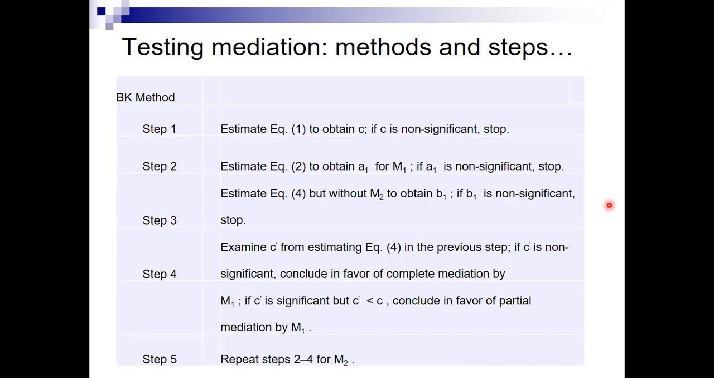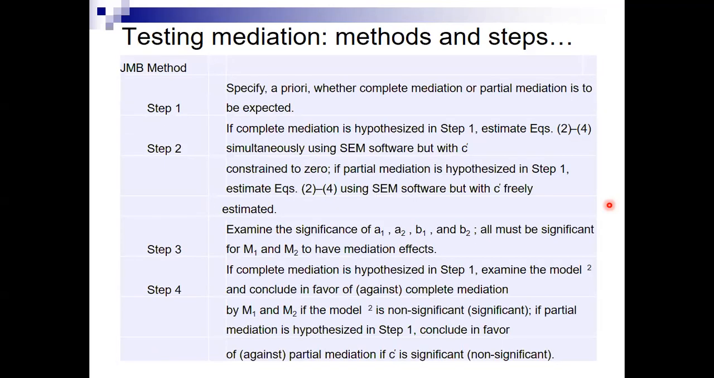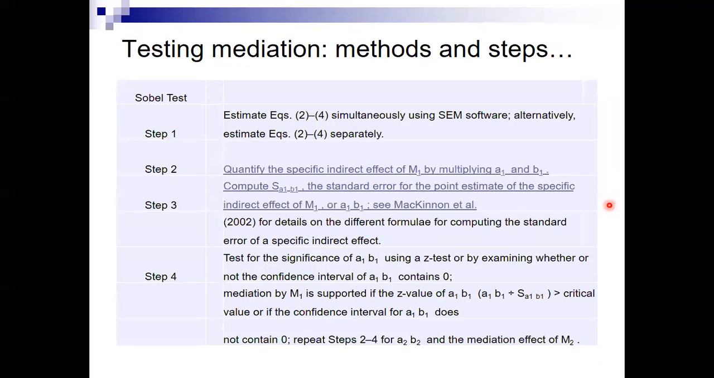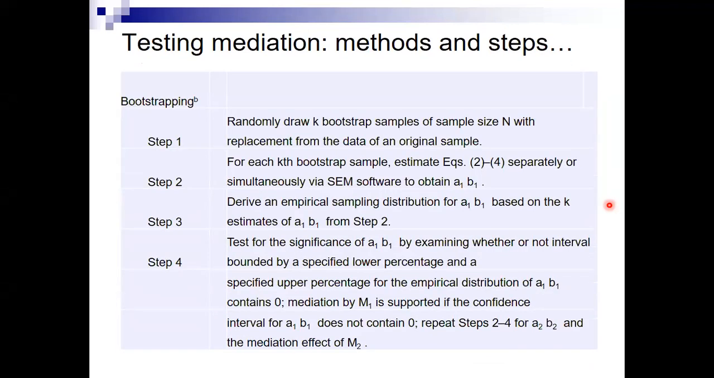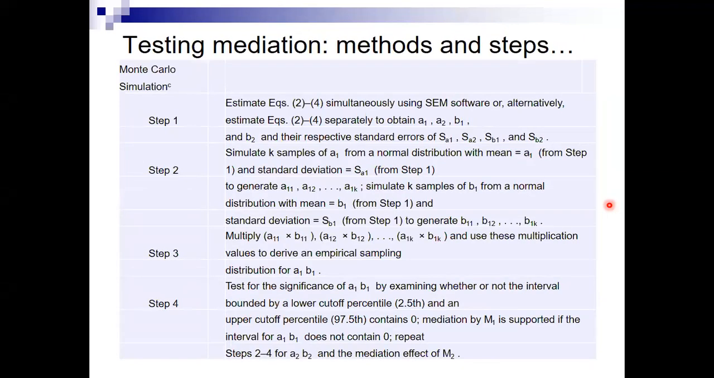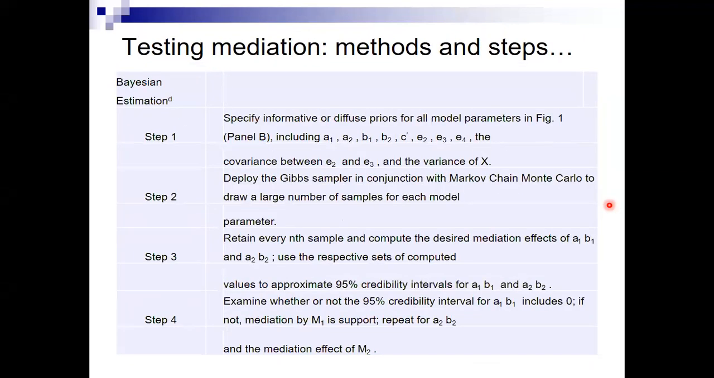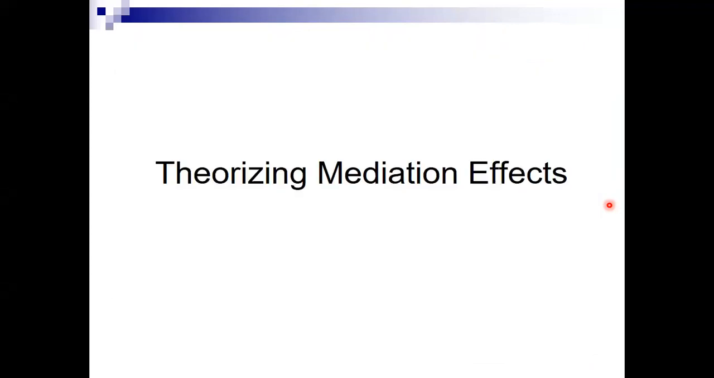All right. So at each step you keep the outcome. Okay, you keep them, and so on. So you can implement this strategy or procedure in any software, manually or whatever. But this is for the JMB method. This is for the Sobel test method. This is for the DOP method. This is for the bootstrapping method. This is for Monte Carlo simulation or Bayesian estimation, etc.